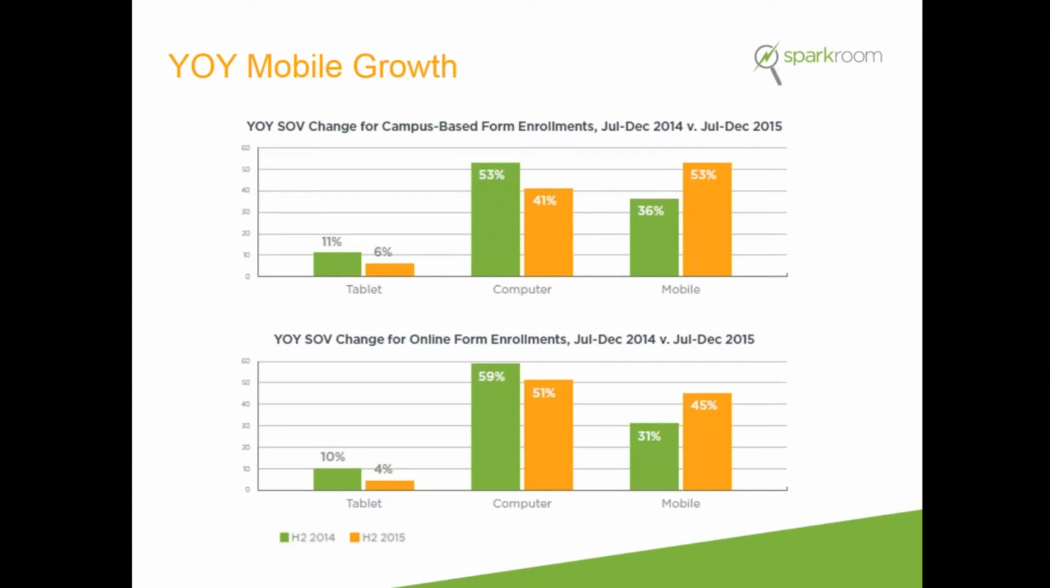And this chart is showing the share of volume for campus and online form enrollments. For campus-based programs, form enrollments generated from mobile devices grew 17 points year over year, from 36% in 2014 to 53% in 2015. And for online programs, form enrollments generated from mobile devices grew 14 points year over year, from 31% in 2014 to 45% in 2015. So we've definitely seen significant growth here already for the accounts we analyzed, particularly in Q3 and Q4 of 2015.